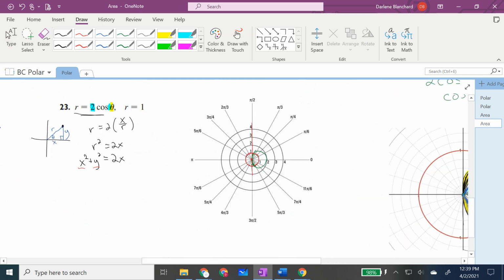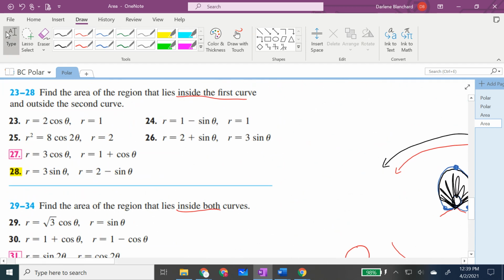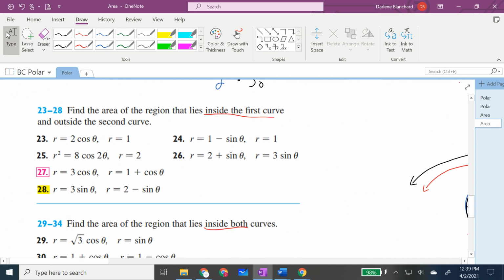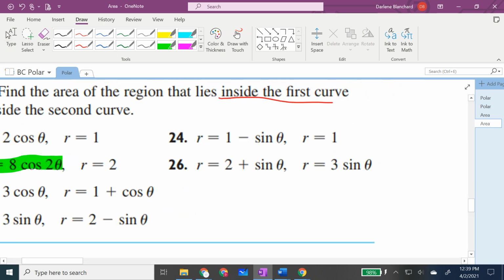Okay. Great. Now I want to introduce you to something called a lemniscate. You may have used it before, back in a polar day of long ago. r squared equals 8 cosine 2 theta.